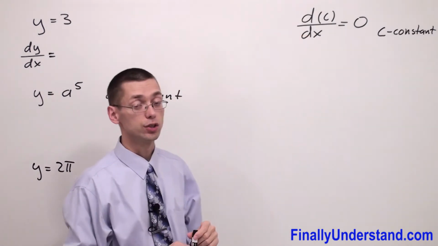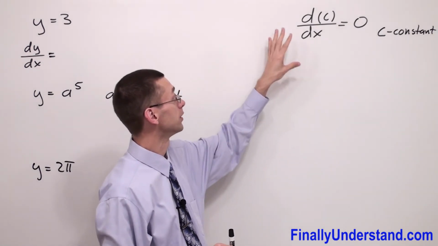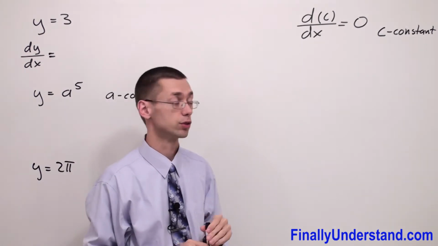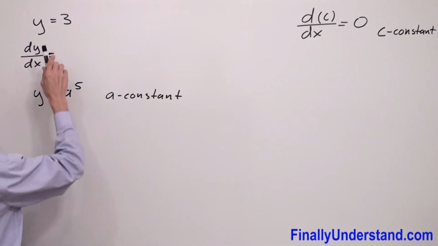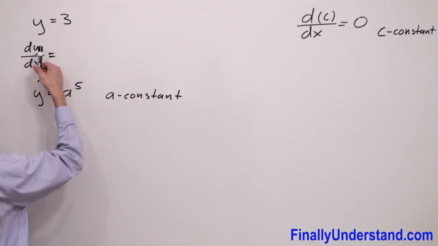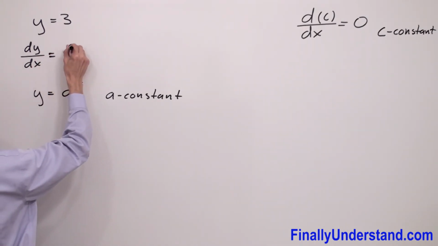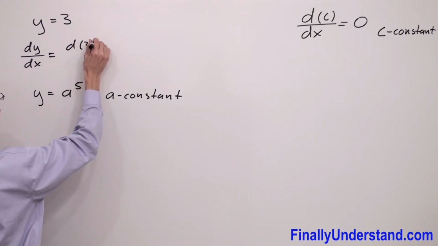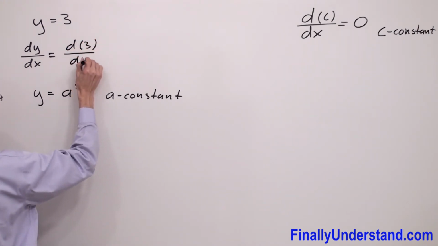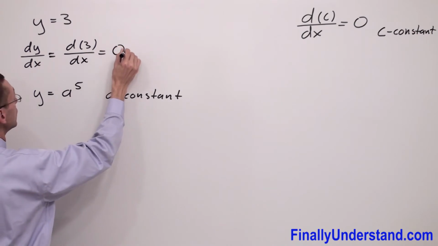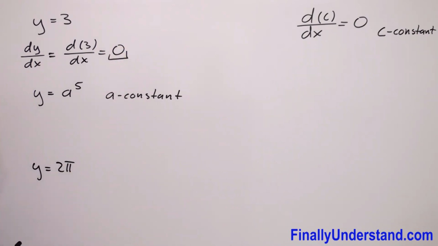is equal to 0. Okay, this is the formula which is telling me that the derivative of a constant is equal to 0. So I'm not supposed to think too long, just simply write that the derivative of 3 over dx is equal to 0. And this is the solution to my problem.